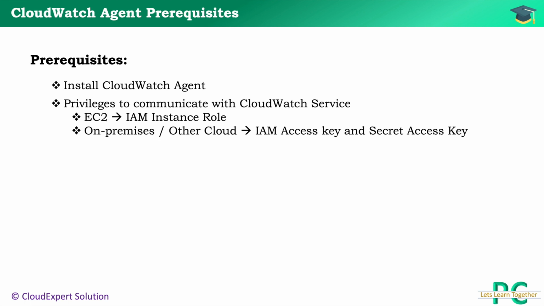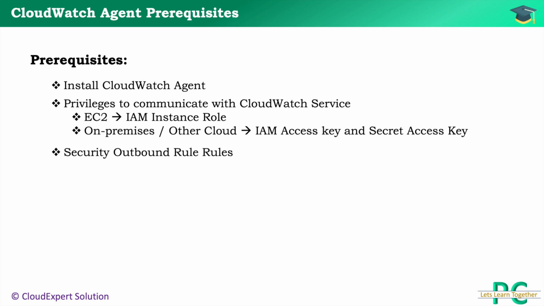Today, I am going to demonstrate the process of creating an IAM instance role with proper privileges for the CloudWatch agent to communicate with the CloudWatch service. If you are working on-premises or with another cloud provider and you want to monitor metrics with CloudWatch, then you have to create an IAM access key and secret access key. Managing on-premises virtual machines or a virtual machine in another cloud provider is not part of today's demo.